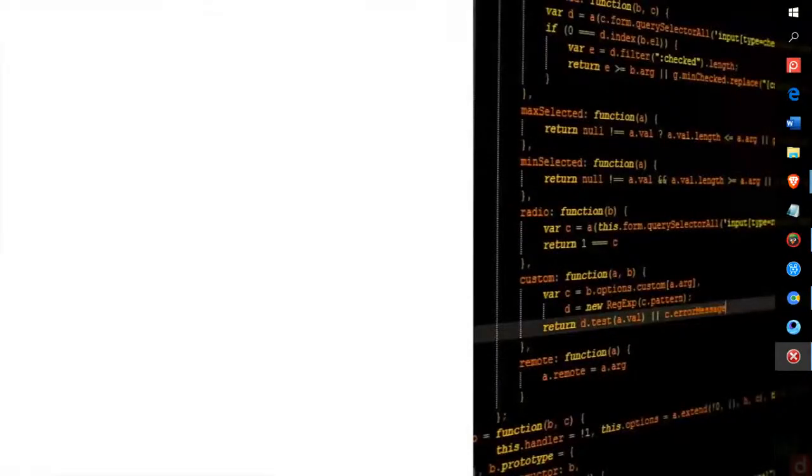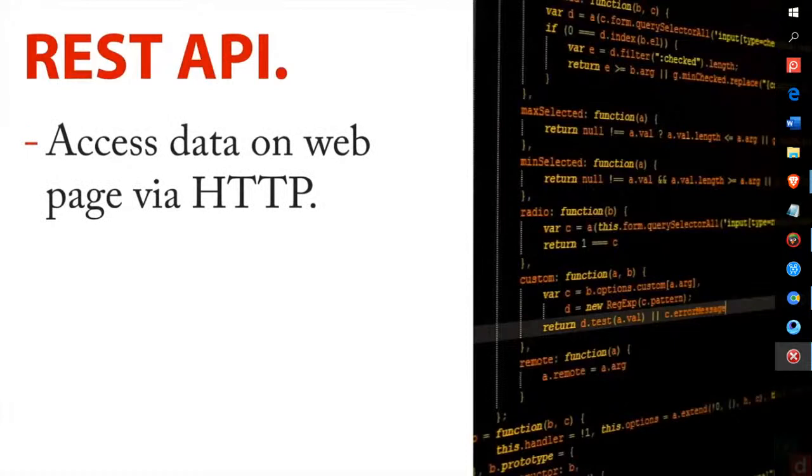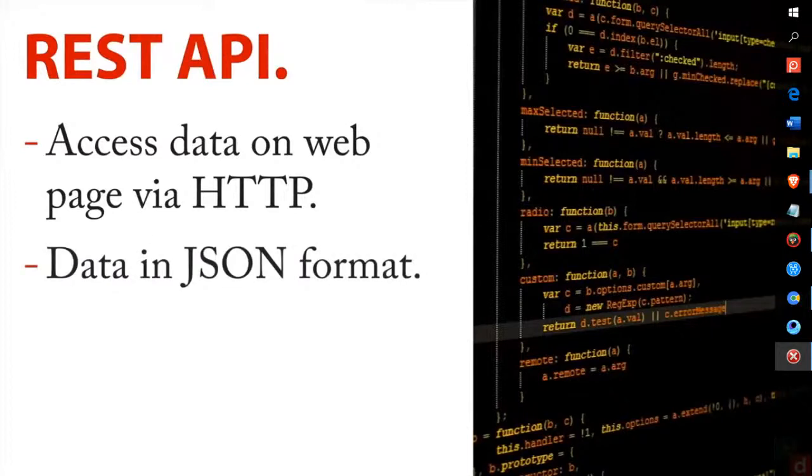Now, the most common version of APIs for data science are called REST APIs. That stands for Representational State Transfer. That's the software architectural style of the World Wide Web. And it allows you to access data on web pages via HTTP. That's the Hypertext Transfer Protocol that runs the web as we know it. And when you download the data, you usually get it in JSON format.